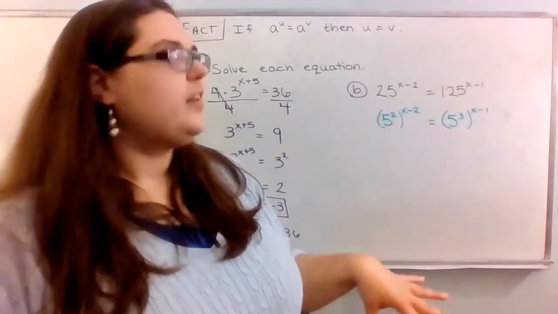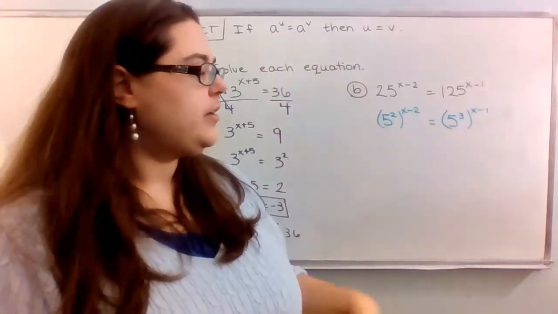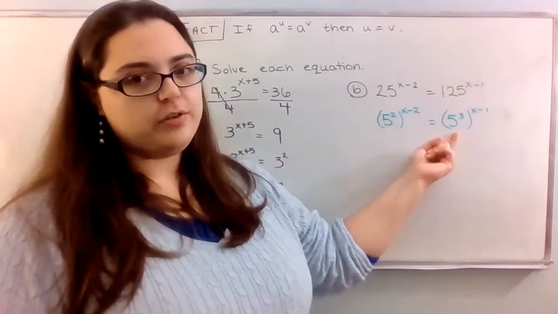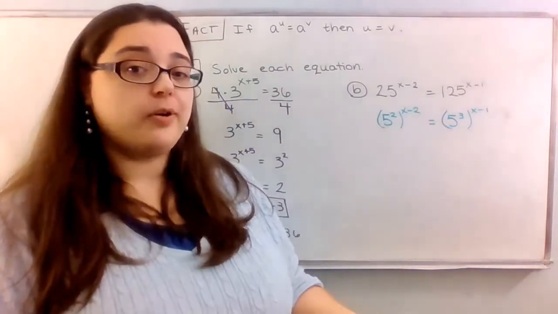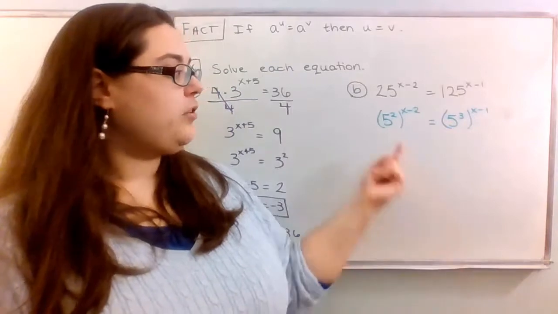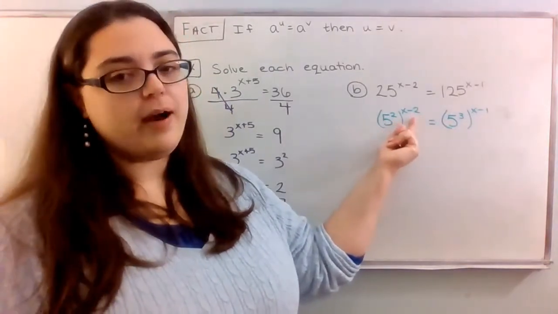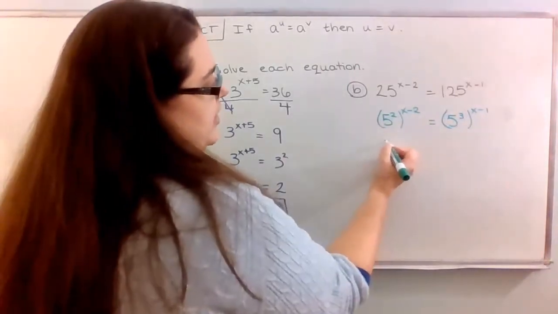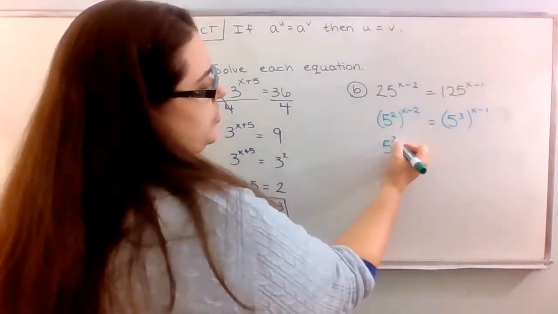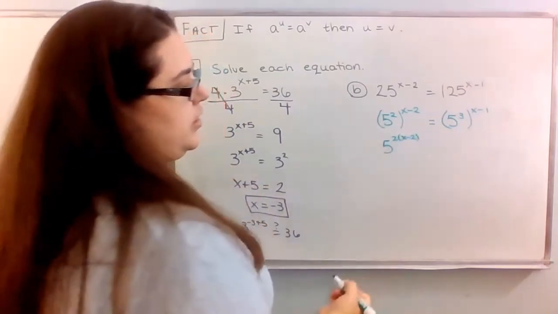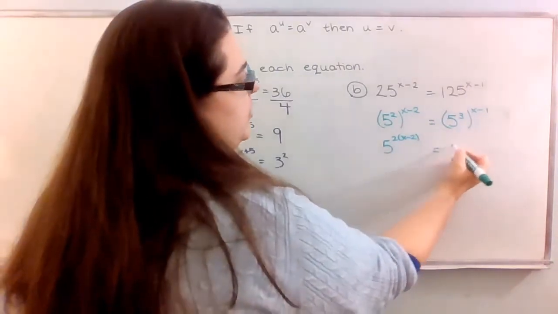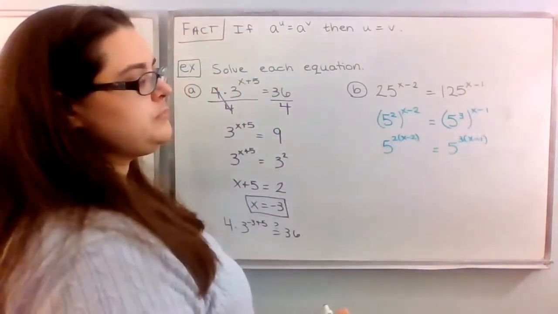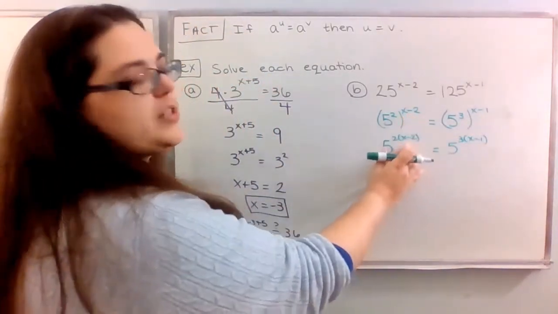Now, we're still not in a place where we can apply the fact yet, because I have 5 squared as my base, and here I have 5 cubed. But this is where those laws of exponents come in handy. We had a law that said if you have a power raised to a power, you can multiply those powers together. So this is going to be the same as 5 to the 2 times x minus 2. And over here, this will be the same as 5 to the 3 times x minus 1. So when you have a power to a power, you can multiply the powers.